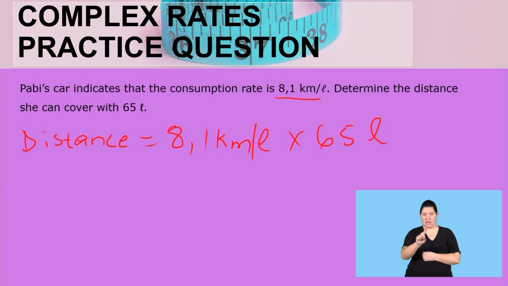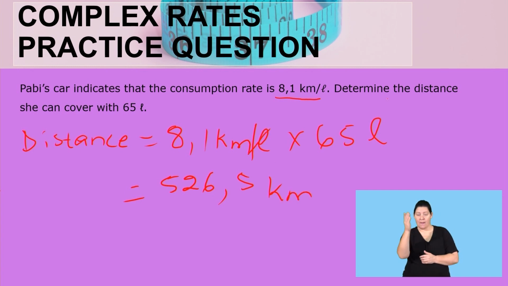8,1 multiply by 65. We will then get 526,5 kilometers. Remember, per liter will divide with liter. So the distance that we are having is 526,5 kilometers.